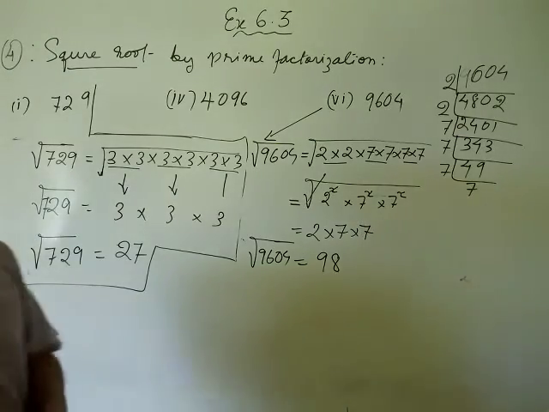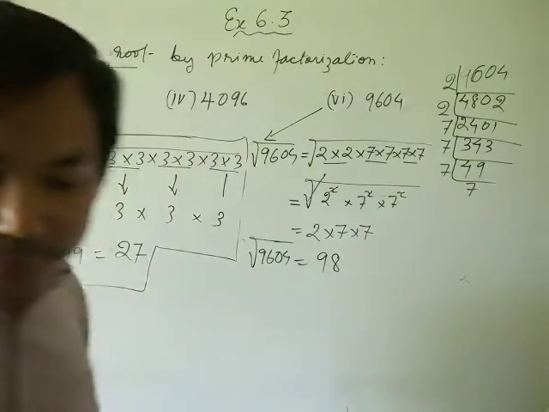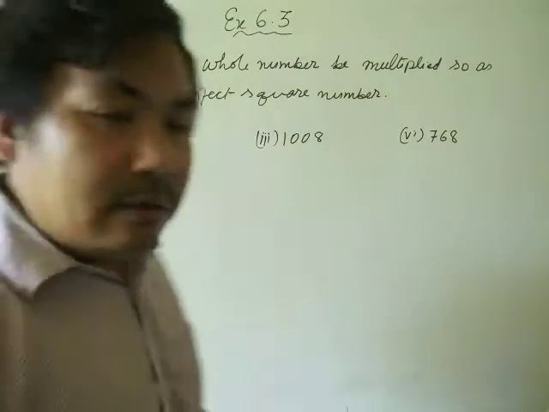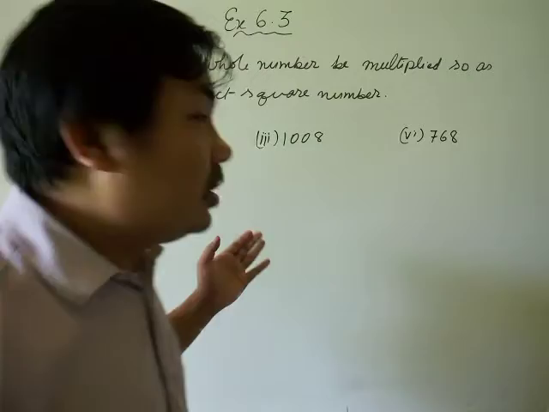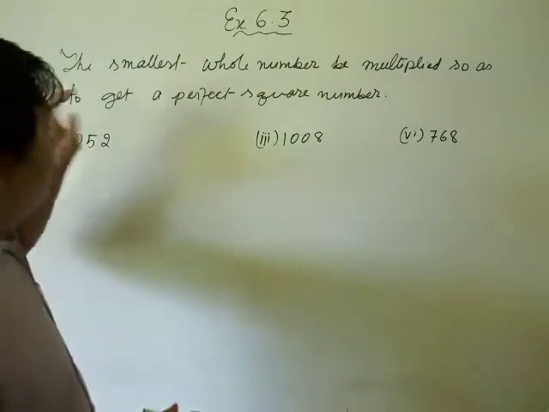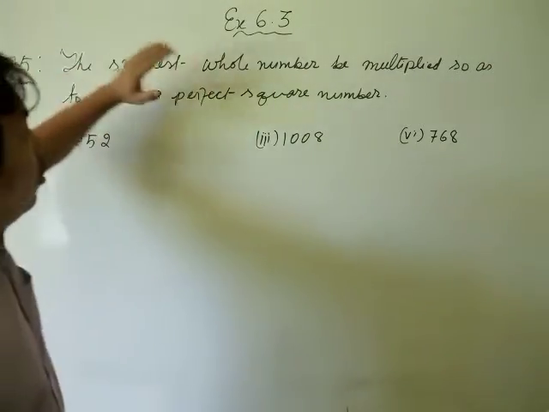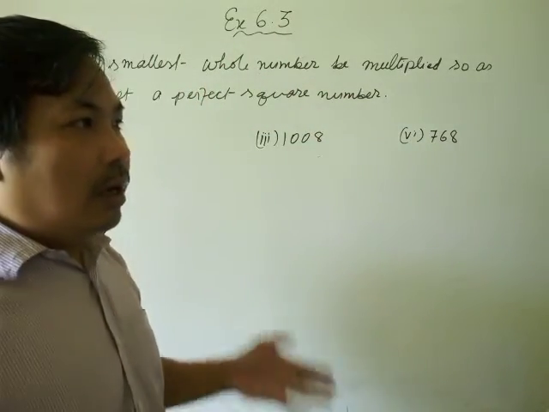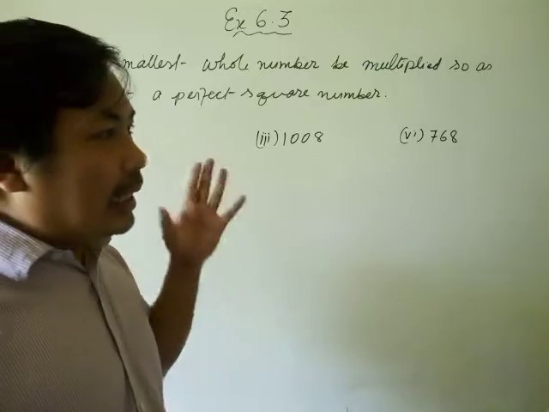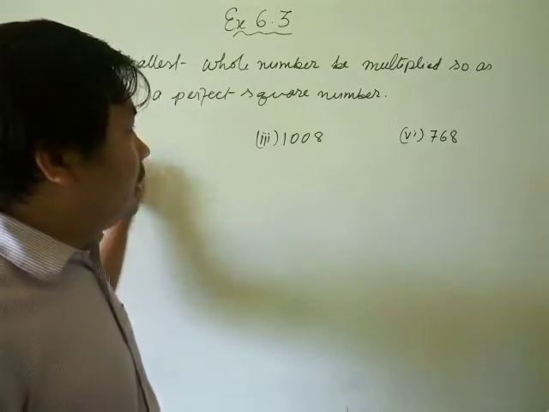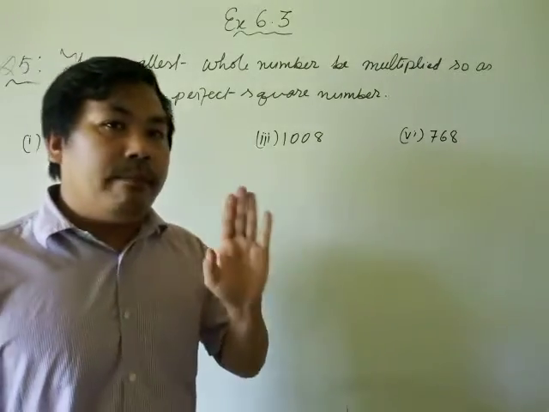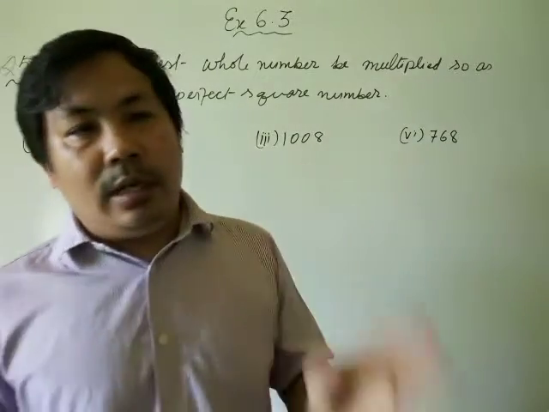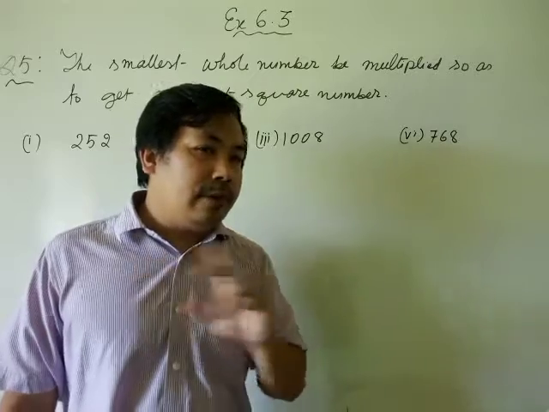So let us go to the next question, question number 5. Hello student, once again here we have another question. Question number 5 is asking to find the smallest whole number that can be multiplied by the given number so that it becomes a perfect square. The numbers given here are not perfect squares.